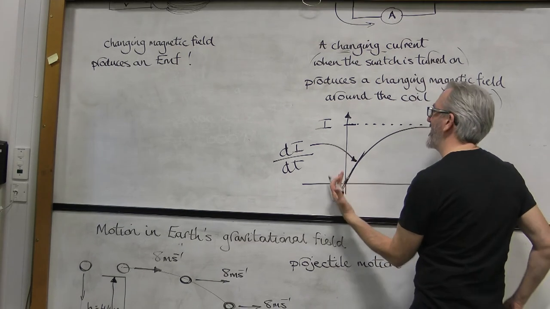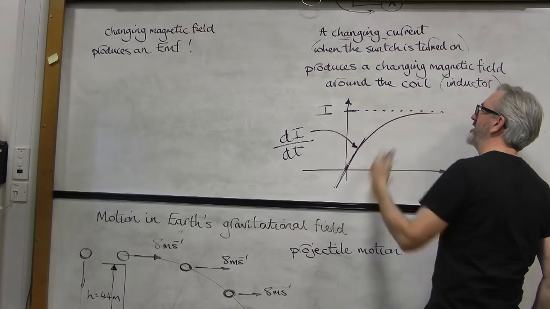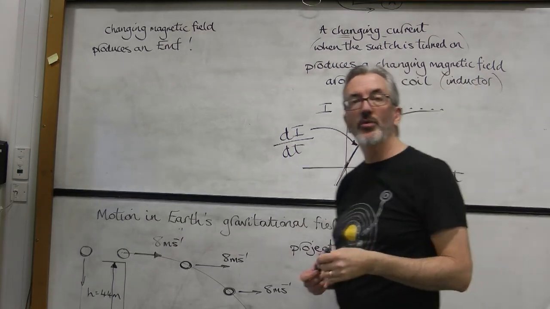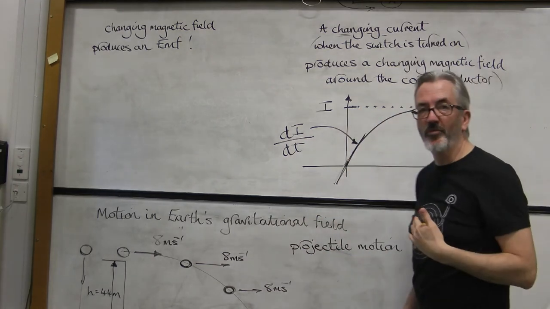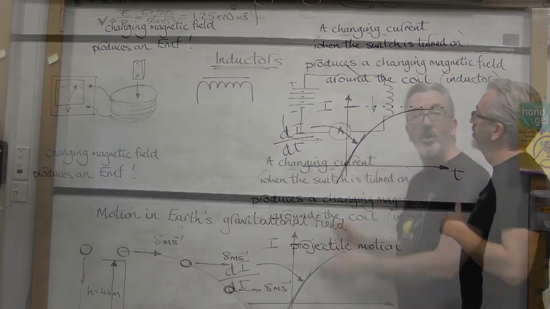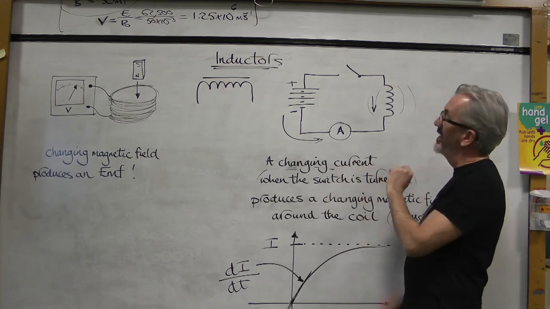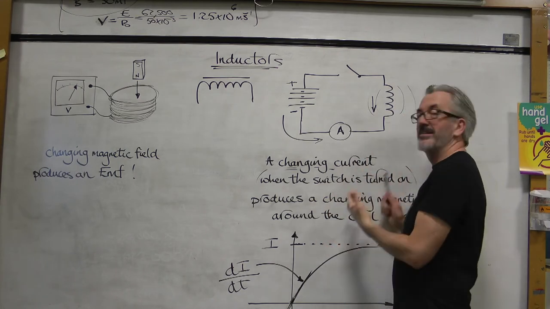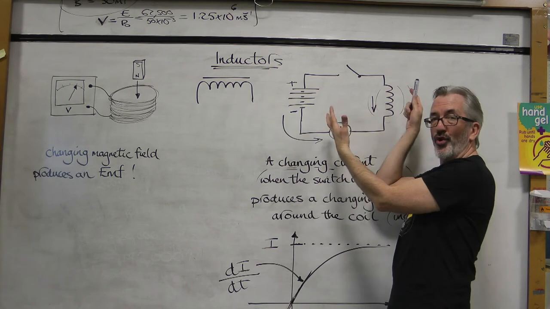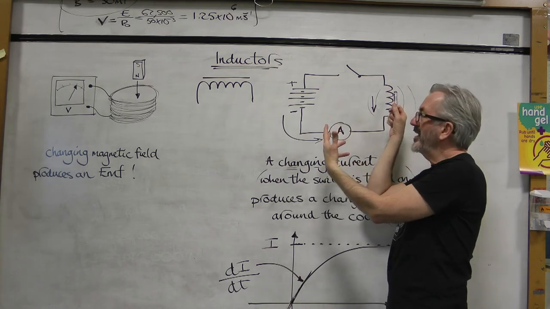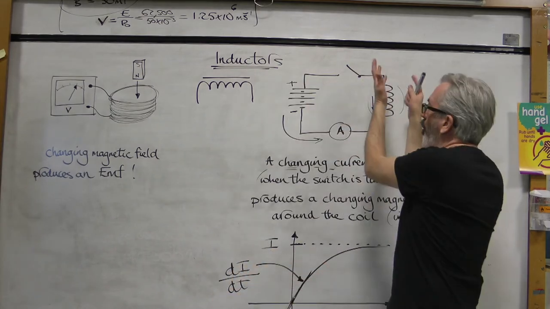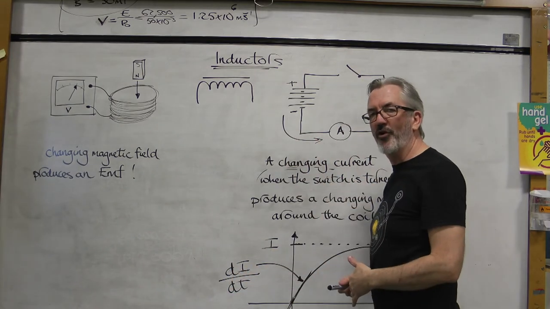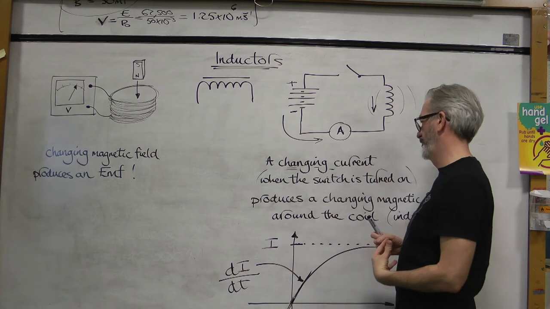That gradient then decreases until the current reaches its maximum value. So as soon as you turn that on, the rate of change of current is at a maximum. So the growth, the change in magnetic field is at a maximum. So the induced EMF is at a maximum. The opposition to that forward EMF is at a maximum.